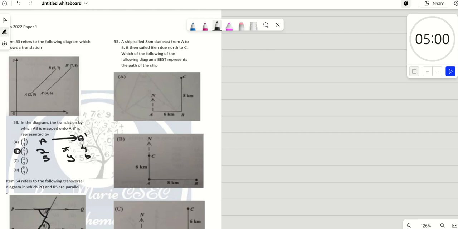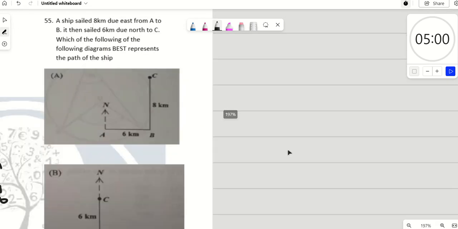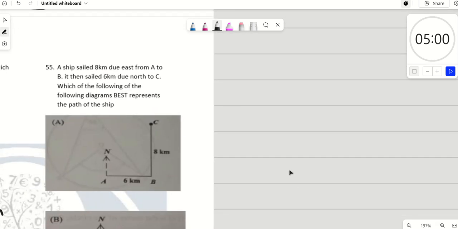Right, now let's look at this question here. Let me just zoom up so we can see. A ship sail. Now, they told you the direction of north, right? They told you north. Now, if we know a compass, right, we know it is, let me just write this down. We know it is like this, and then it is like this. This is north, this is south, and then we have west and east.